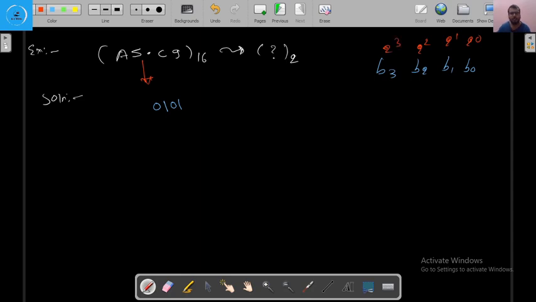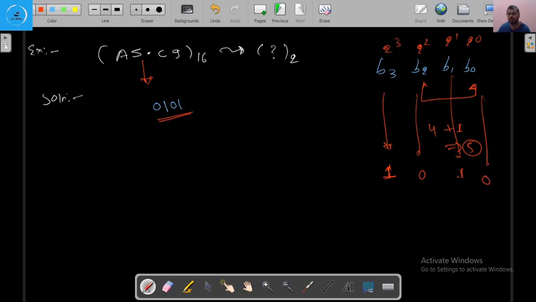If we are going to add this and this, how much are we going to get? 2 to power 2 is 4, plus 2 to power 0 is 1, which is equal to 5. So for 5 we are going to write 0 1 0 1. And for A, which is equivalent to 10, for 10 we are going to write this: we are making this bit 1, this bit 0, this bit 1, and this bit 0. That's why this is equivalent to 8.